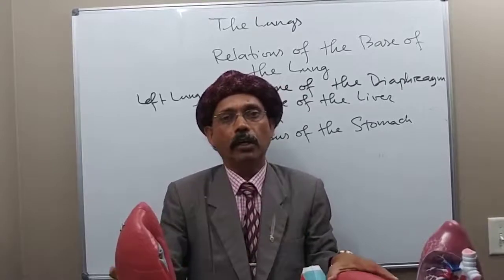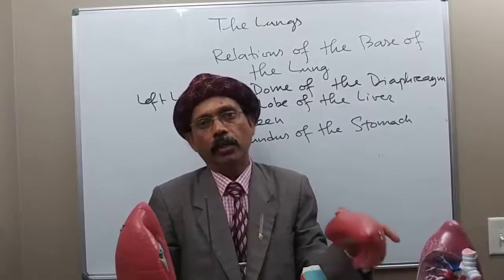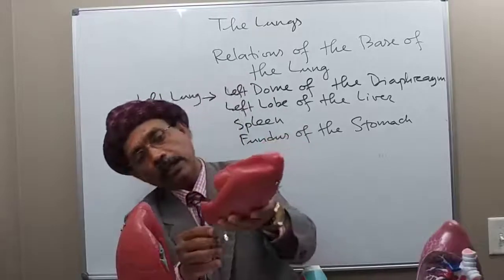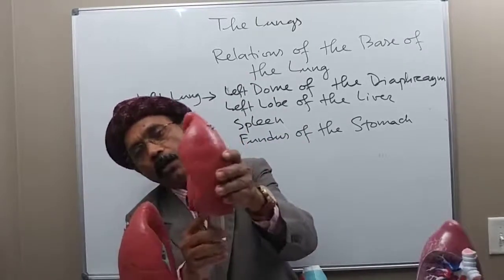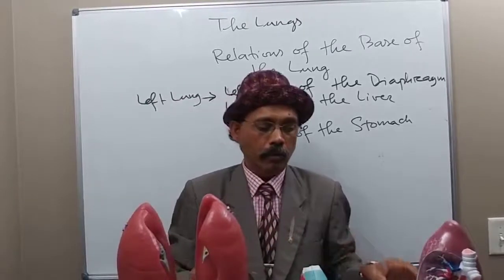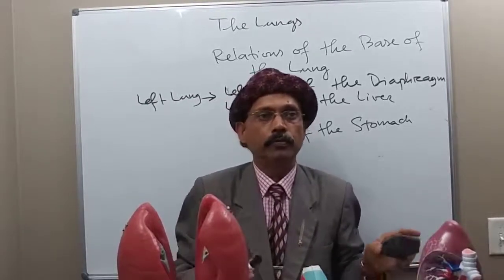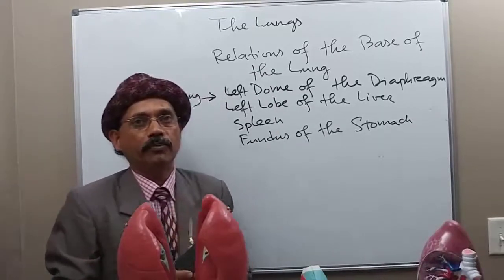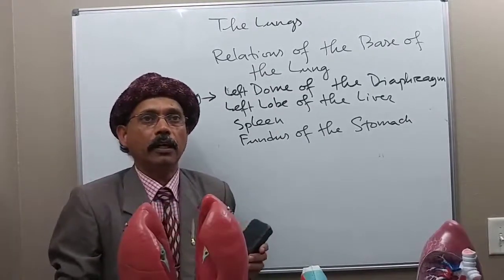Fissure and lobes are variable. We may not always have two fissures and three lobes in the right lung. The left lung may have more than one fissure and may have more than two lobes. That is possible. So we got the differences between the right lung and left lung.